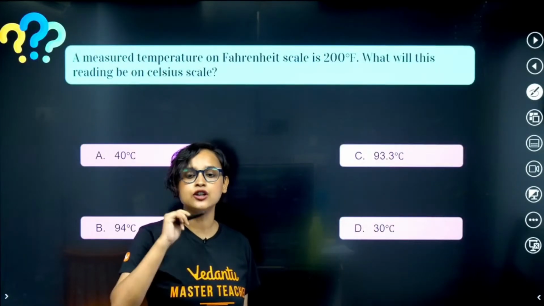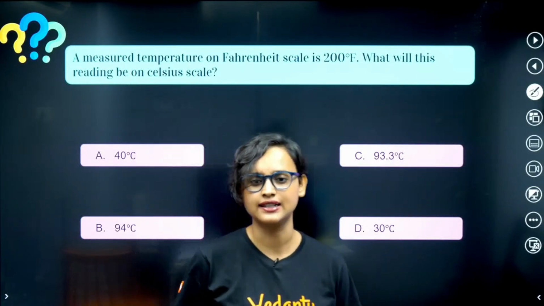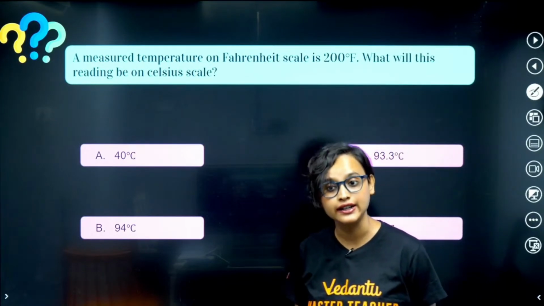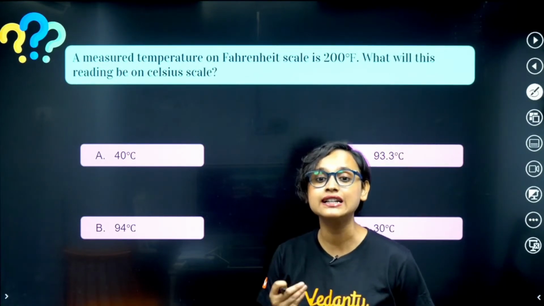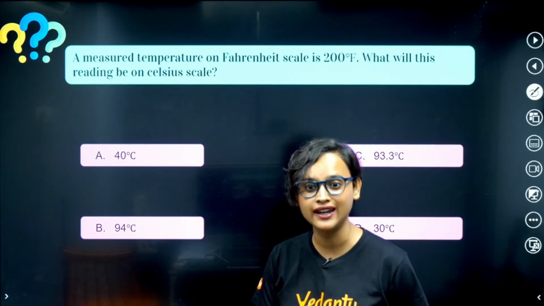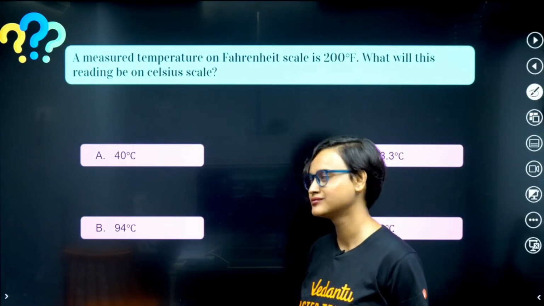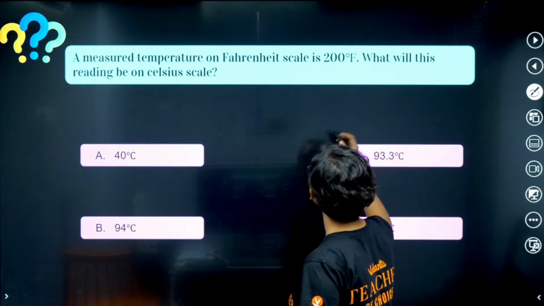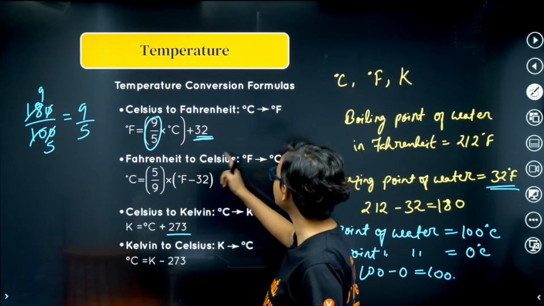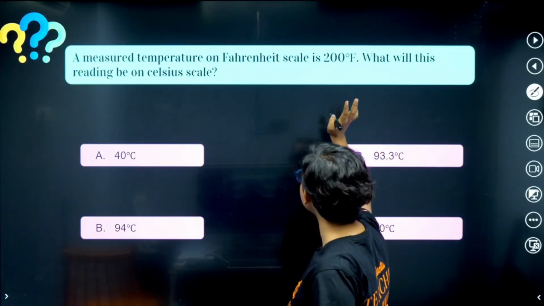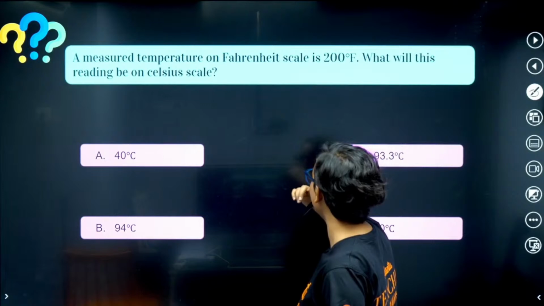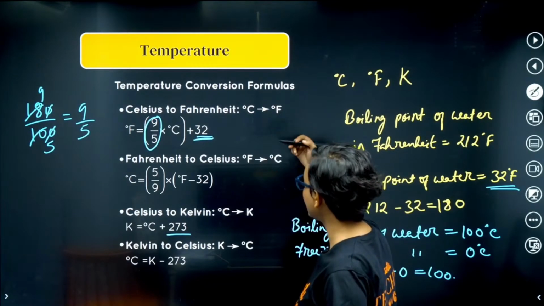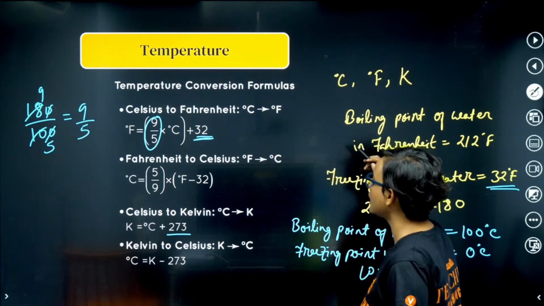Now I have a question for you. A measured temperature on Fahrenheit scale is 200 degree Fahrenheit. What will this reading be on Celsius scale? Let's calculate. It is given to us in Fahrenheit, and we have to change it to degree Celsius. So what is our formula? Degree Celsius is equal to 5 by 9 into degree Fahrenheit minus 32.